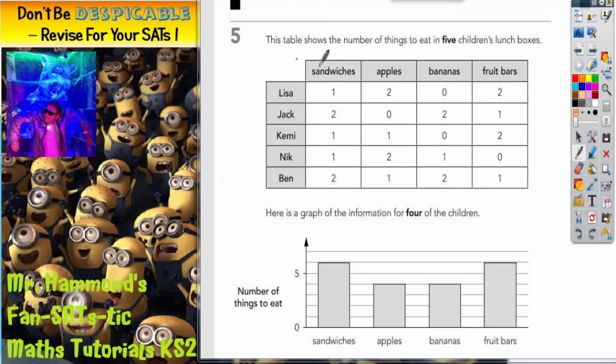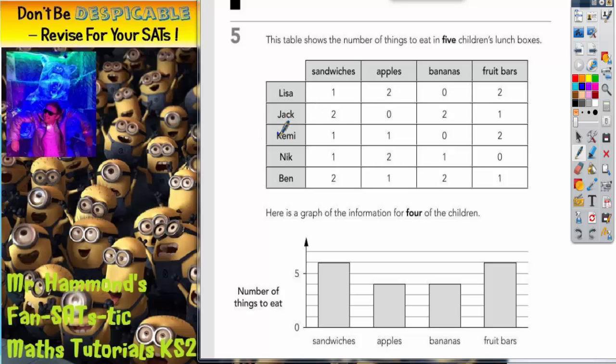Question 5. This table shows the number of things to eat in 5 children's lunch boxes. So we've got Lisa, Jack, Kemi, Nick and Ben. And they can possibly eat sandwiches, apples, bananas and fruit bars. Before we start, it's important to understand what each row means.